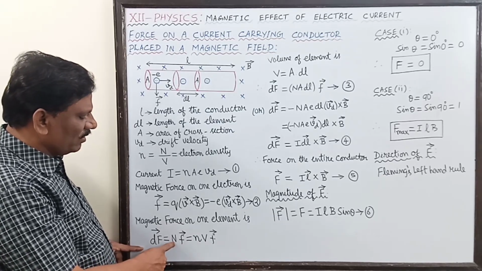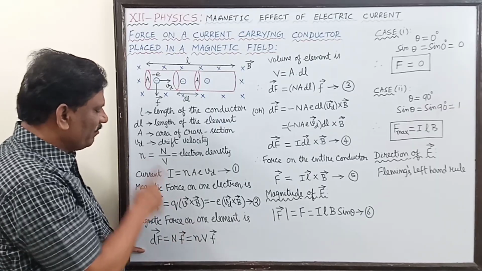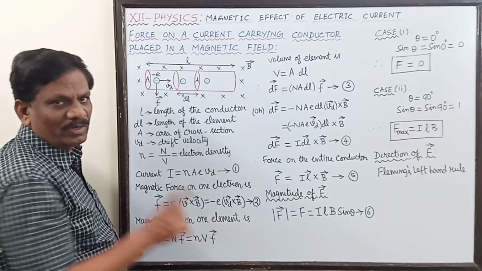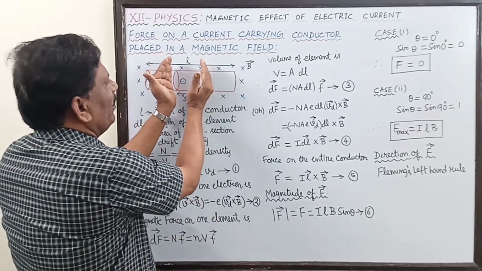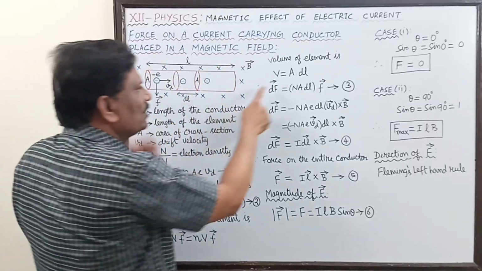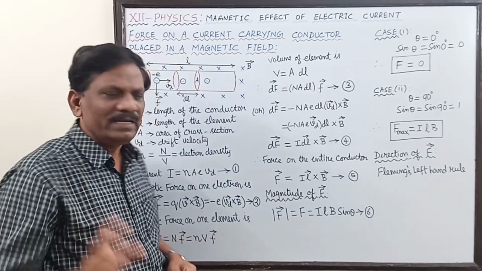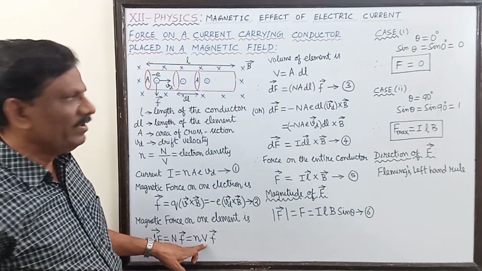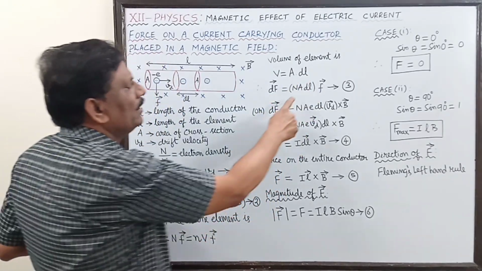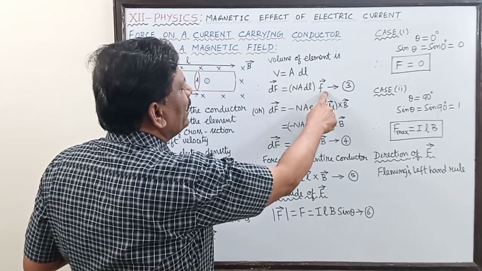So capital N is equal to small n into V, so N equals n into V, into f. Then what will be the volume of this small element? It is area A into length dl. So the volume of the element is V equal to A into dl. Instead of this volume V, I am going to substitute A into dl. Therefore, this df vector is equal to n into A into dl into f vector.